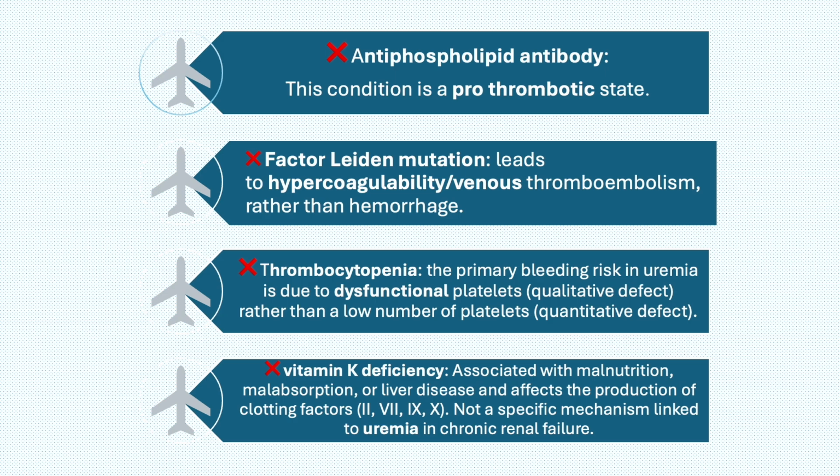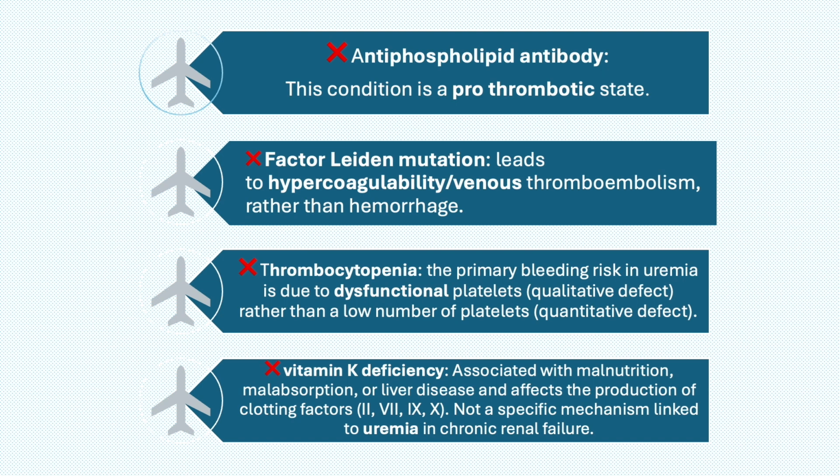Thrombocytopenia, yes, can be an independent risk factor for bleeding. But in uremia and in kidney dysfunction, it's not the number of platelets that's the problem. It is how the platelets function, which is more of a problem in these patients.